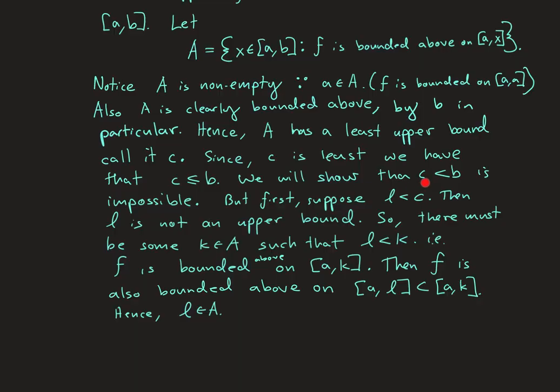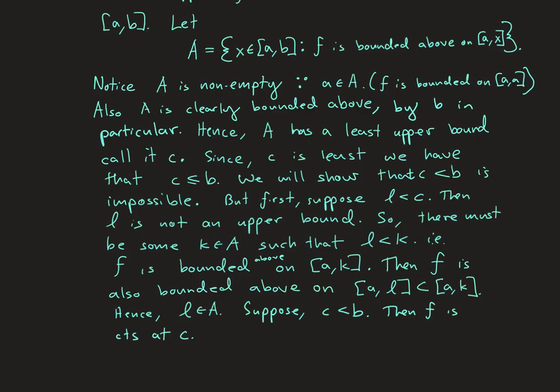We will show that C is less than B is impossible. Let me also correct my word there. Suppose C is less than B. And this is where we want to reach that contradiction. Then F is continuous at C.